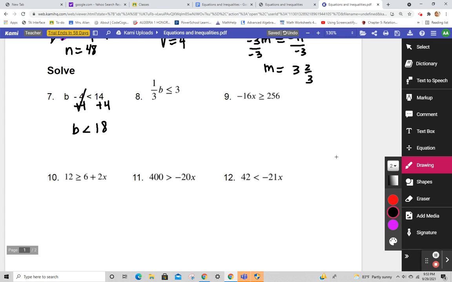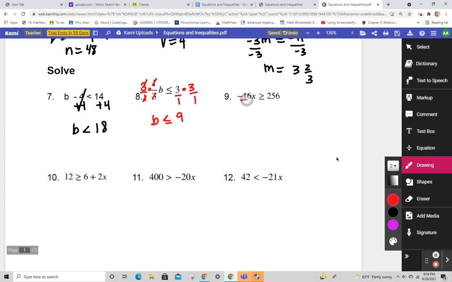All right, we're going to solve for b here. We're going to multiply both sides by the reciprocal. So multiply this side by 3 over 1, this side by 3 over 1. The 1's will cancel, the 3's will cancel. We'll have b is less than or equal to. You can turn that into an equation. So we'll have 9.